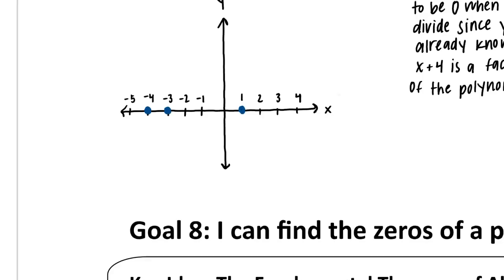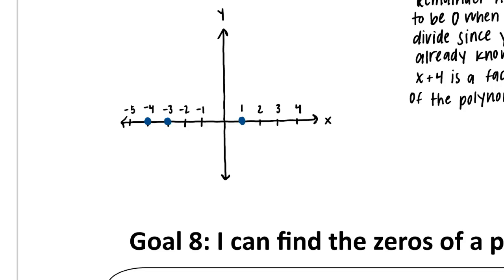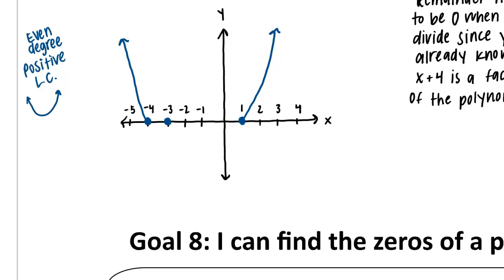Now, with x to the power of 4, it's an even degree, which means my ends are going to go the same direction. It's also a positive leading coefficient. So I'm using my leading term test. I'm thinking of positive x squared. I know both ends are going to be going up. So I know this end has to go up, and I know this end has to go up. Now I need to figure out what it does in between here.